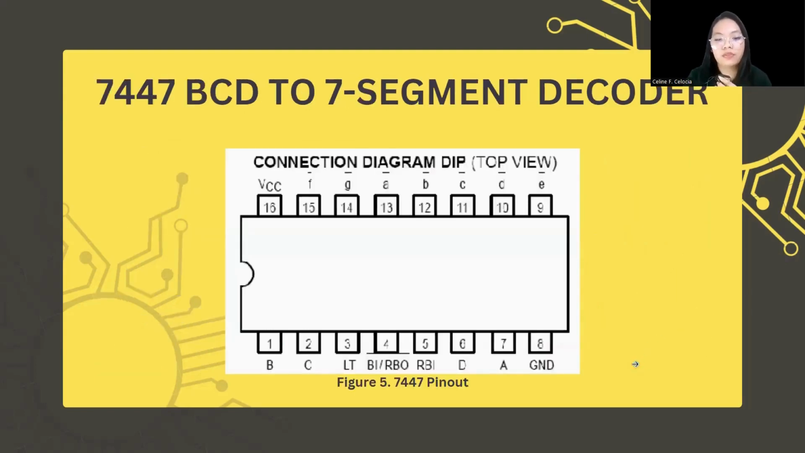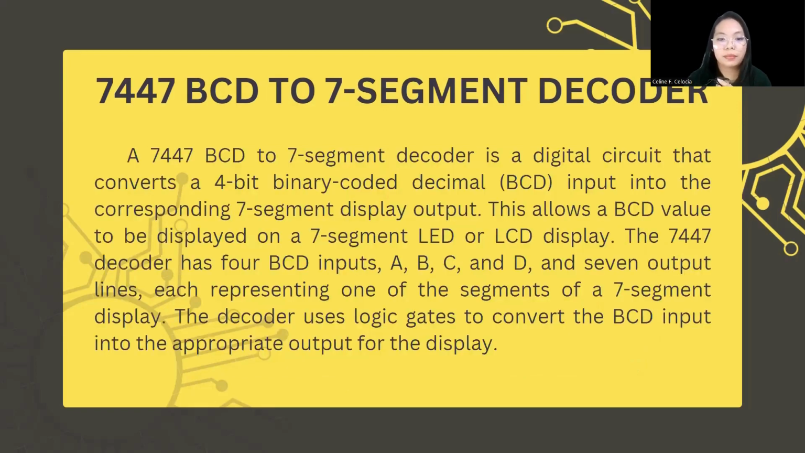Figure 5, 7447 pinout, or what we call the 7447 BCD to 7-segment decoder. Next. A 7447 BCD to 7-segment decoder is a digital circuit that converts a 4-bit binary coded decimal or BCD input into the corresponding 7-segment display output. This allows a BCD value to be displayed on a 7-segment LED or LCD display.